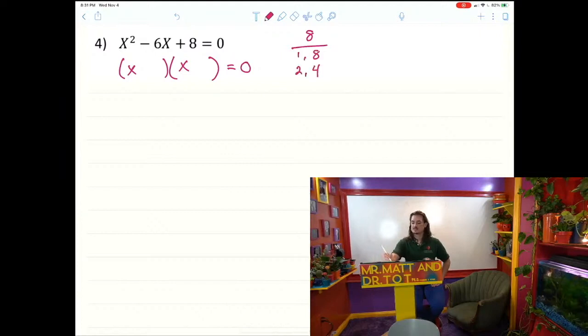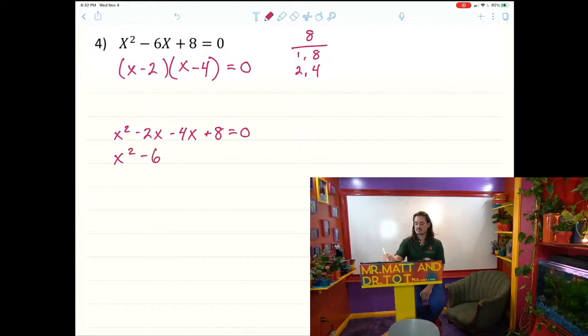Notice that a negative 2 plus a negative 4 will give you a negative 6, and a negative 2 times a negative 4 will give you a positive 8. So those work out, and if we were to FOIL, we would get x squared minus 2x minus 4x plus 8. Minus 2x minus 4x is a minus 6x, and so we do in fact get back what we started with.